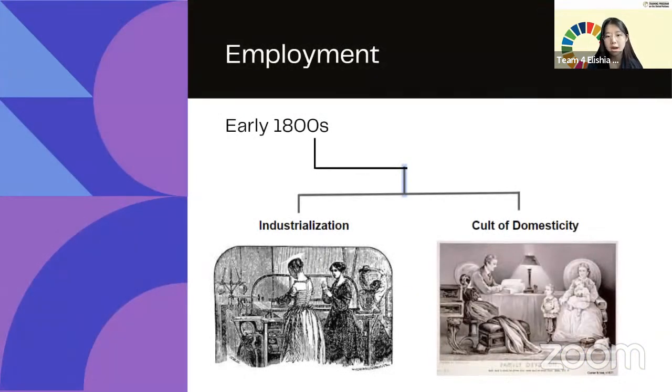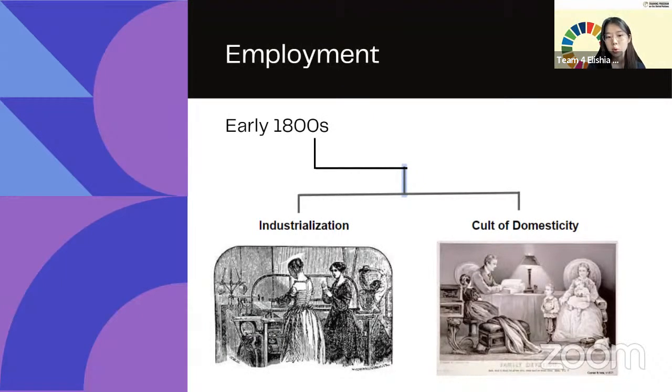So if you go all the way back to the early 1800s in the Western world, or more specifically America, they were in the midst of the industrialization era. This era was seen as a starting point for the capitalist economy as production became more efficient due to huge technological advancements.